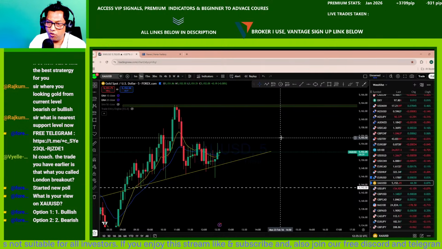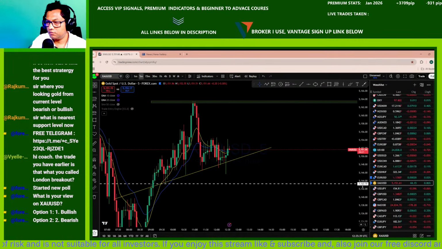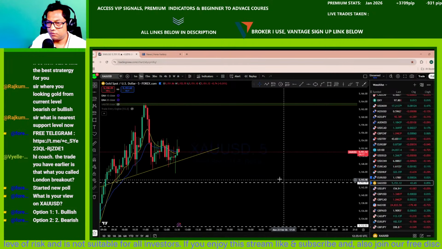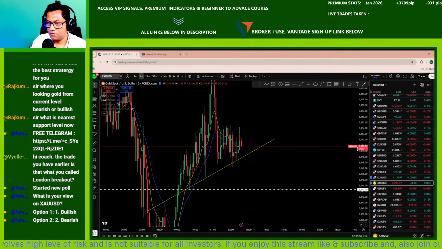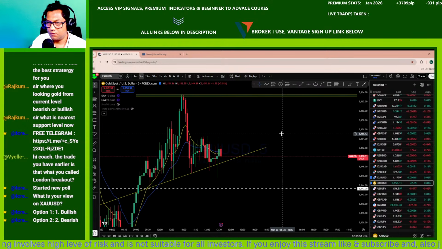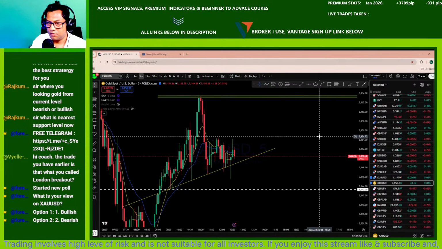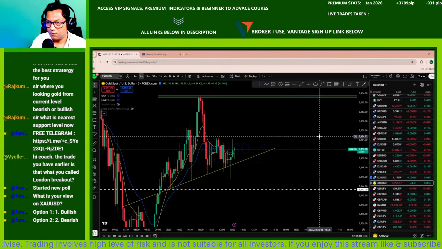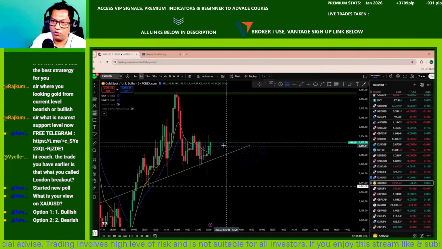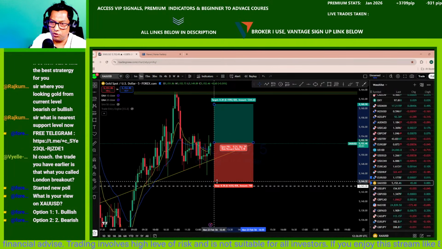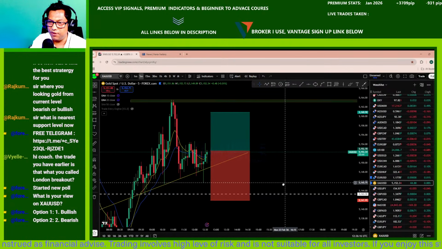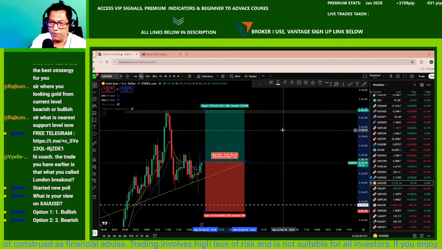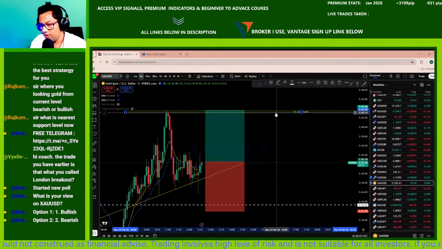And here I'm looking for an entry after an initial pullback. Okay, here I'm looking at an entry for this potential move with absolutely strict risk management. Here is a 107 pip stop loss. We'll be targeting two TPs, the first one to the same level as this 4-hour.